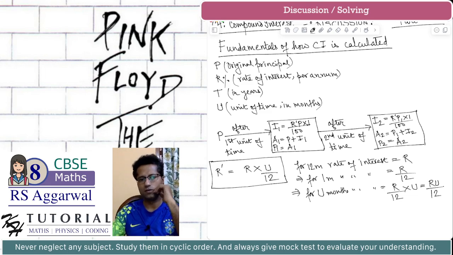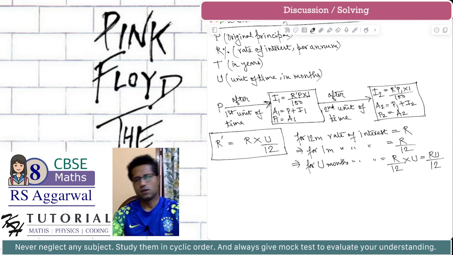Okay, so we know R dash. From U R we will get R dash, and obviously P and T will be given. Now, in this process, after every 1 unit of time we are calculating the interest. So how many times do we have to calculate the interest? Let's see how many times this calculation of interest will happen.